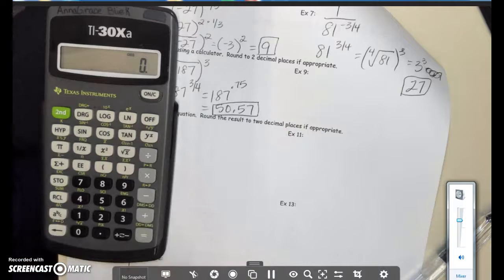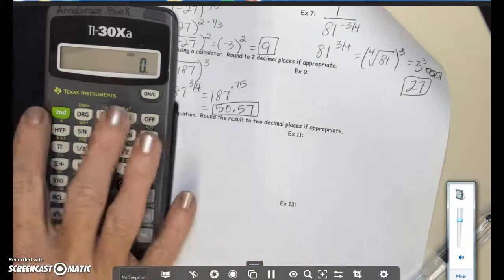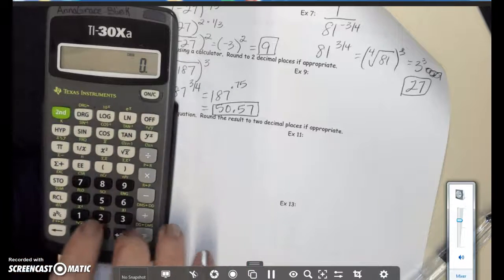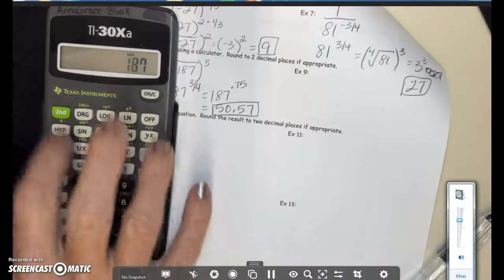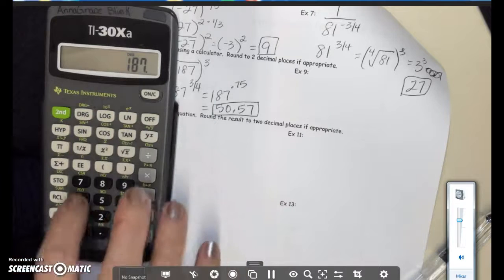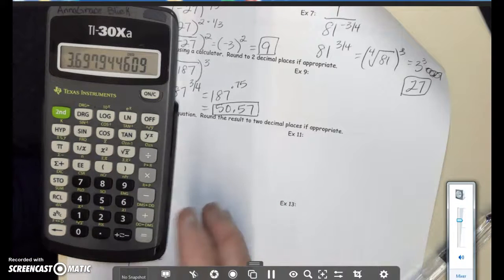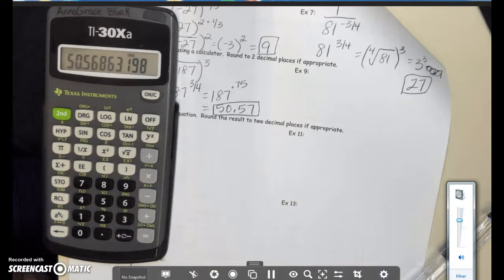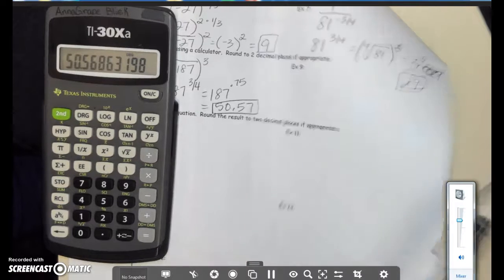So if you're going to use your second function key, it's actually the same key. If you're going to use it as a root, you're going to use the same key, but you have to do the second function first. So you're going to do 187, second function, that would be the fourth root, and then I'm going to raise that to the 3rd power, and I get the same answer. So there's 2 different ways to do the same problem.